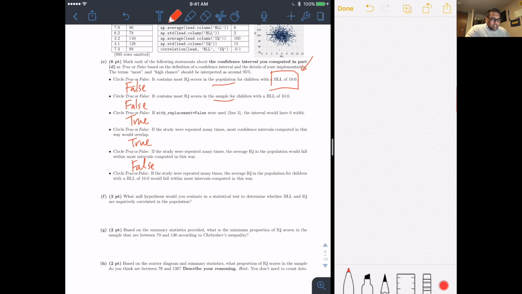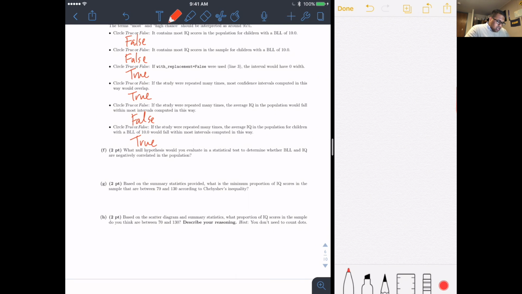But the last question, if this study were repeated many times, the average IQ in the population for children with a blood lead level of 10, that would fall in this interval most of the time, because that's exactly what we're computing each time, a confidence interval for exactly this quantity. So that wraps up the true and false questions here.